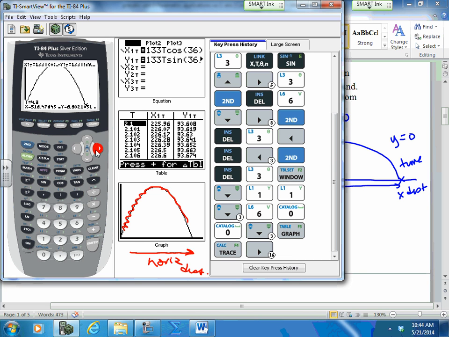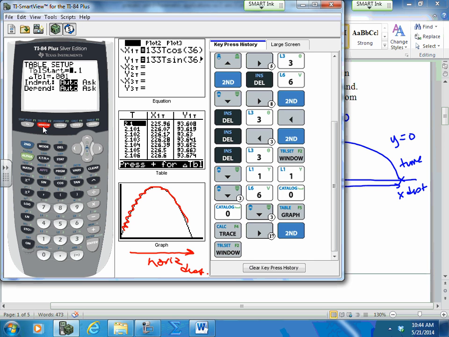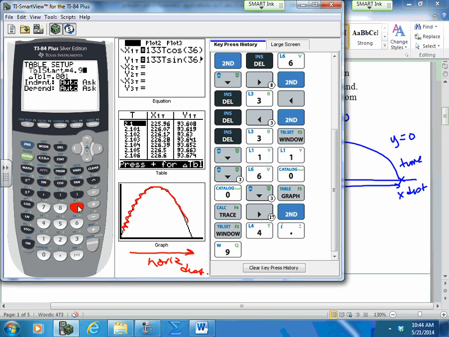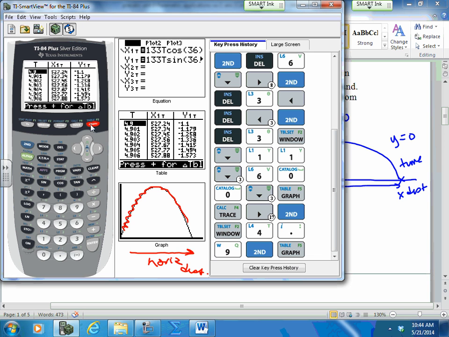We're just above the ground at 4.8 seconds. We're below the ground at 5.1. So maybe I want to start my table at 4.9. You don't want to do your T-step in your window at 0.001. It goes way, way, way too slow. Use your table. Now you're looking to see when this Y hits the ground.